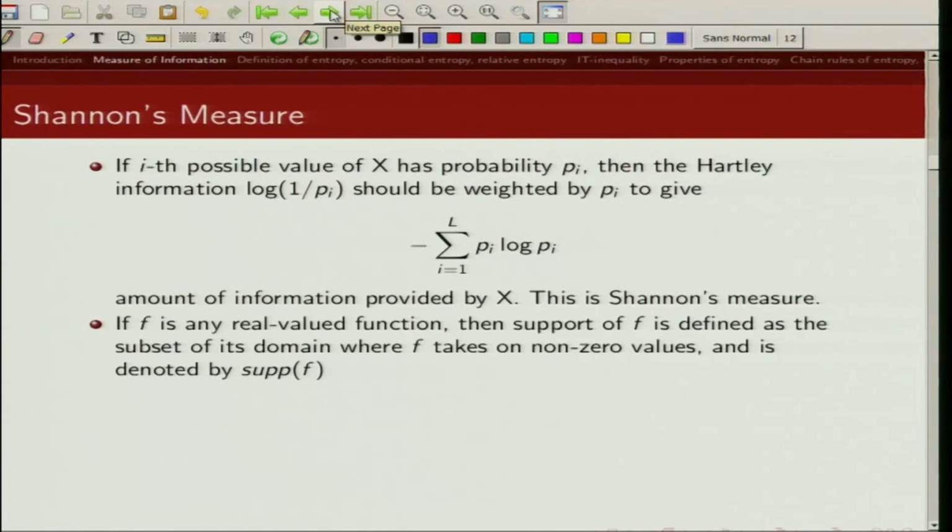So let us define what we mean by a support of a function. If we have a real valued function f, then its support is defined as the subset of its domain where the function f takes non-zero value, because this probability is basically defined over where p_i is greater than 0. So we define a support of a function f as a subset of its domain where f takes non-zero values.